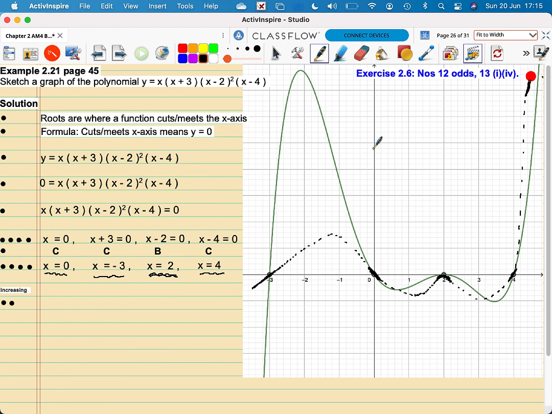Now you should notice at the beginning of this presentation there were questions set at the bottom of the first example, and there's also questions set here from the textbook.